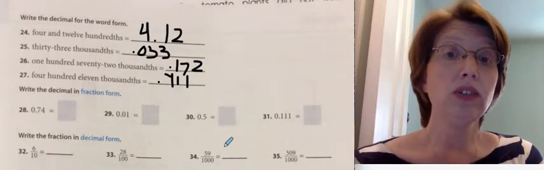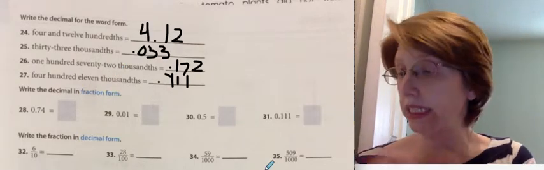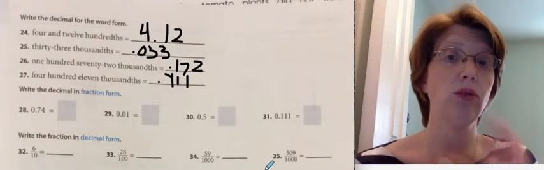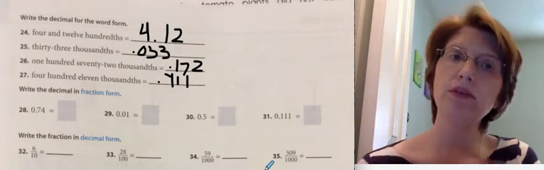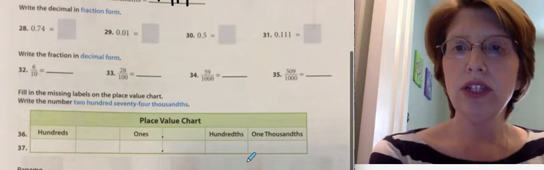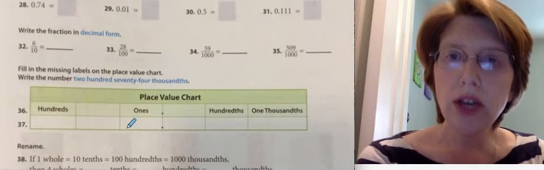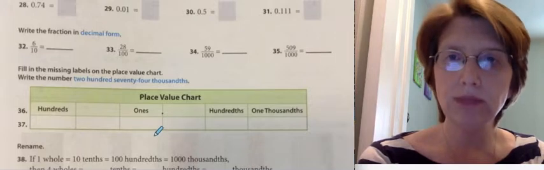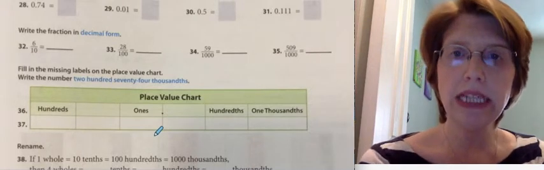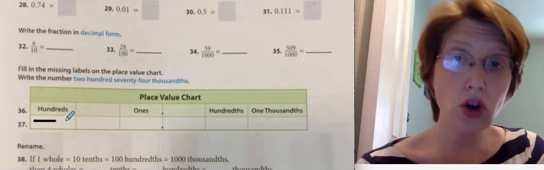Now, this is what we did on the front. This is what I want you to practice on your own because we did exactly these on the front. So I want you to look at the front, go back and forth if you need a little bit of a reminder. Look at the place value chart. Fill the missing labels. Write the number 274 thousandths. 274 thousandths. So there's no and there, which means there's no whole numbers.